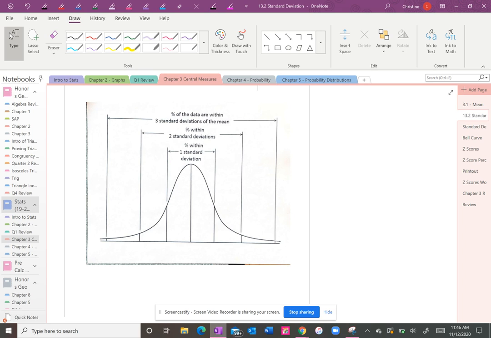Some symbols we have to talk about. First of all, we talked about the other day the capital sigma. We're not going to use that here, but we are going to use the lowercase sigma, that sideways 6. And remember, that just stands for a standard deviation.